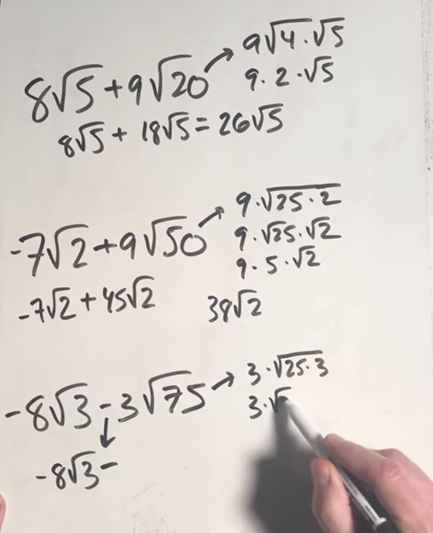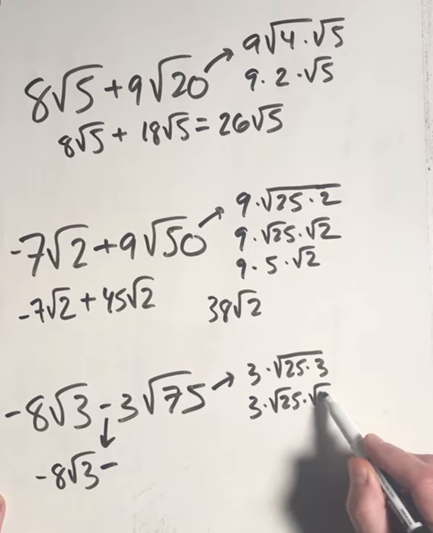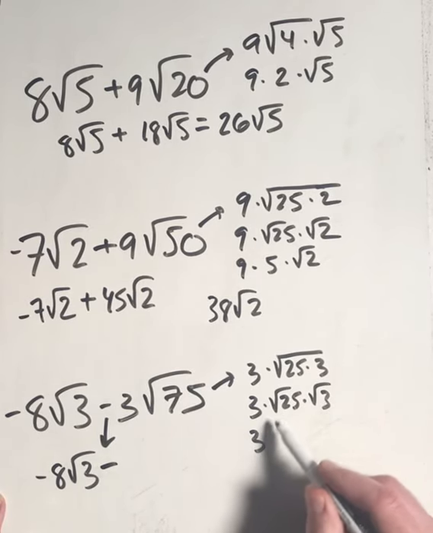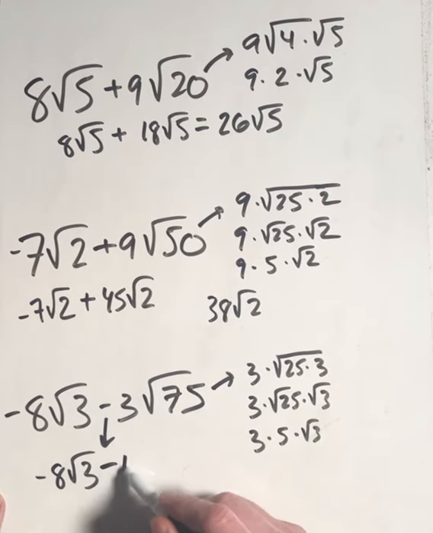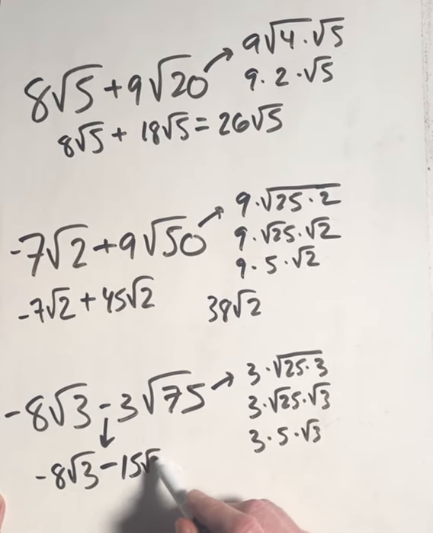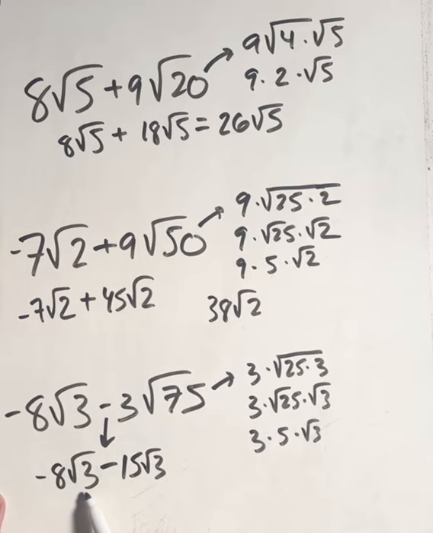So it's 3 times the square root of 25 times the square root of 3. So that's really 3 times 5 times the square root of 3, or 15 times the square root of 3. Negative 8 of something minus 15 of that same thing, negative 8 minus 15, would be negative 23 times the square root of 3.